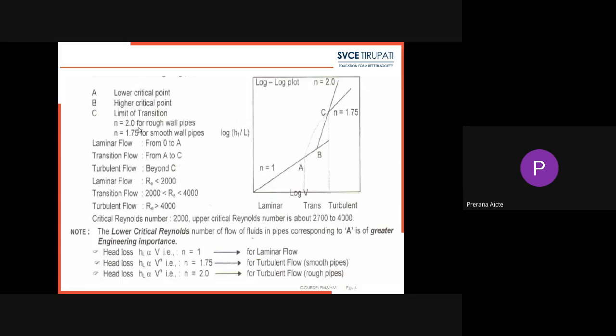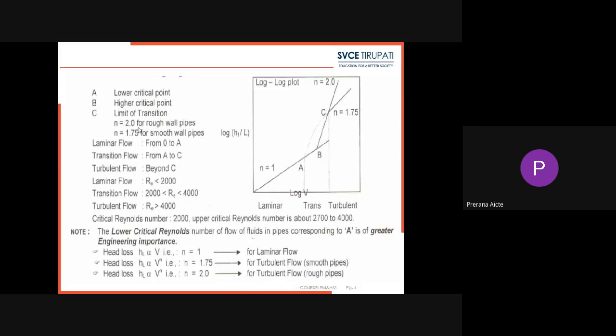And also, we can find the Reynolds number value from the graph. If the Reynolds number is less than 1000, then it is laminar flow. If the Reynolds number is between 2000 and 4000, then it is transition flow. If the Reynolds number is greater than 4000, then it is turbulent flow. So like that, we can identify the different types of flows. For critical Reynolds number, the lower critical Reynolds number is 2000 and the upper critical Reynolds number is about 2700 to 4000.